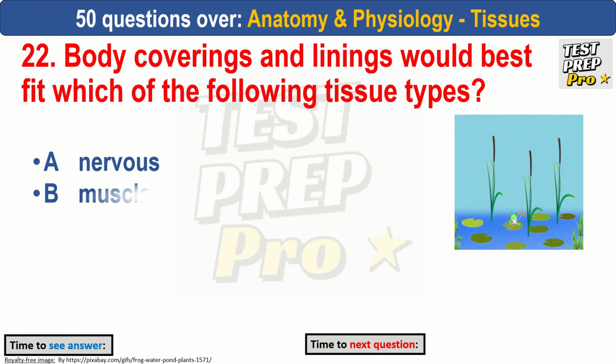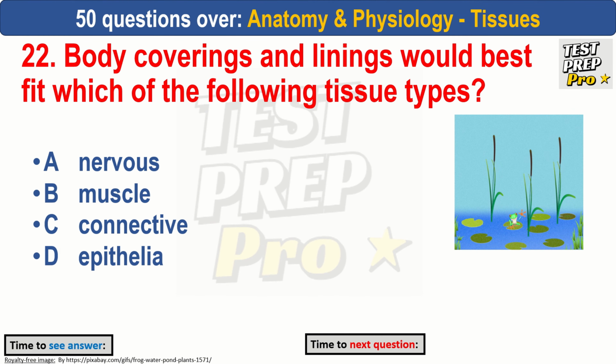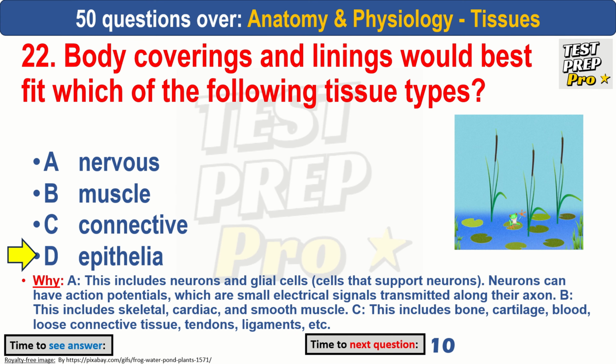Body coverings and linings would best fit which of the following tissue types? Nervous, muscle, connective, or epithelia? Epithelia. Nervous is like, say, the brain, spinal cord, nerves. Muscle is like, say, your bicep, tricep, gluteal muscles, etc.